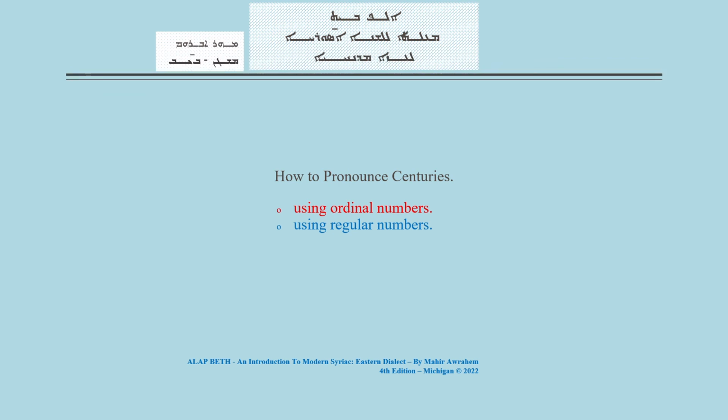There are two ways of pronouncing the century. Using the regular number, remember that? It is going to be dara d, and say the number. For example, to say the 4th century using the regular number, we're going to say dara d arba.